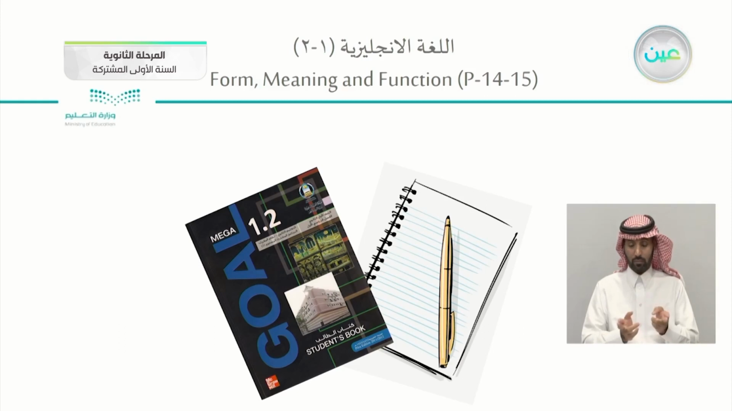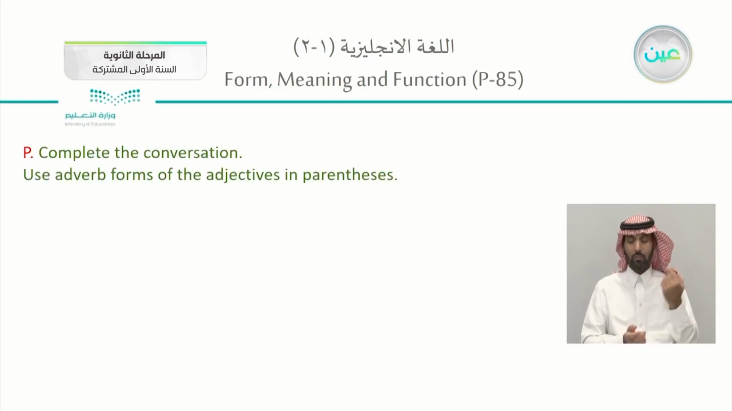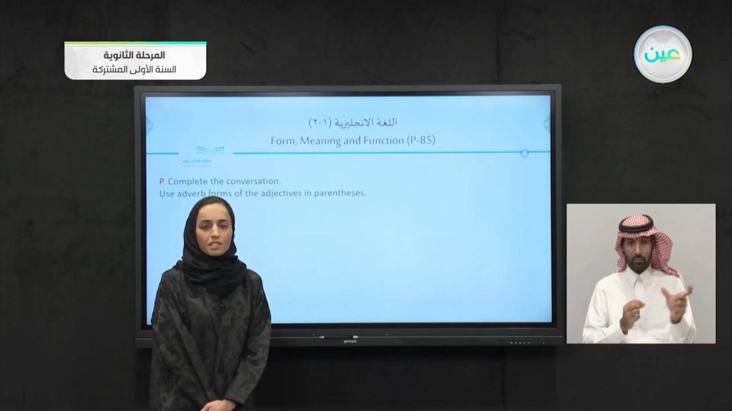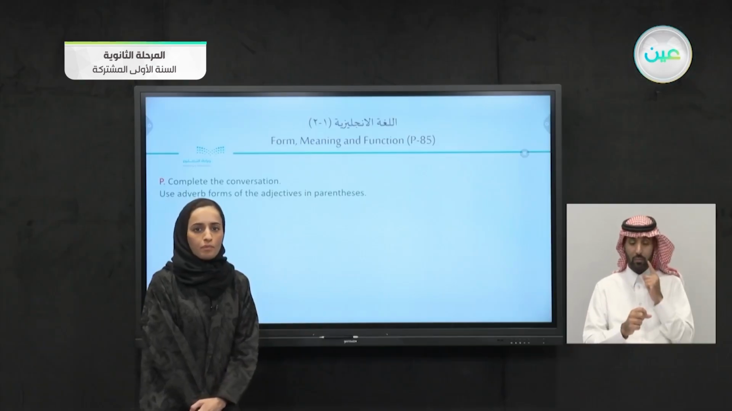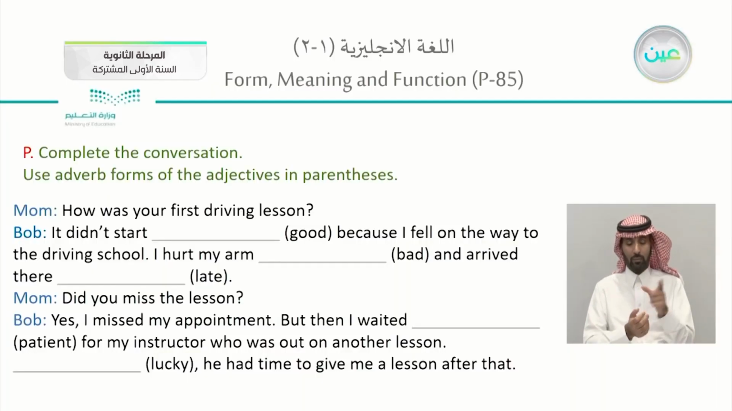So let's get started. From yesterday's lesson, which was the form, meaning and function, the first part, we had this homework exercise. It was exercise P in your books, page 85. Complete the conversation, use the adverb forms of the adjectives in parentheses. So it's an adjective, you will change it into an adverb. So here we're having a conversation between Bob and his mom. Each one in the brackets in here is actually an adjective, and you will come up with the adverb form from these.